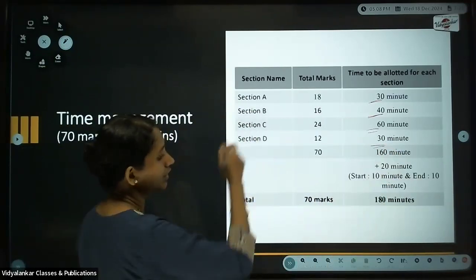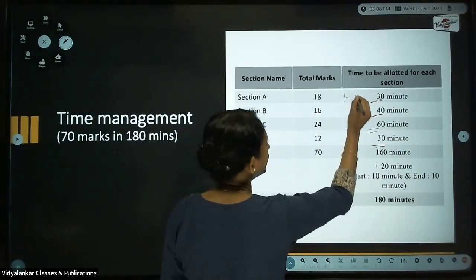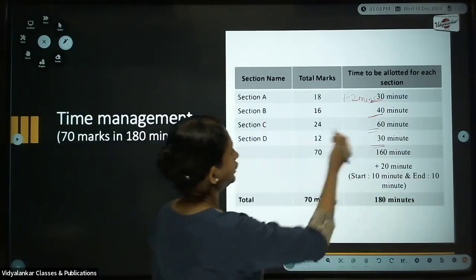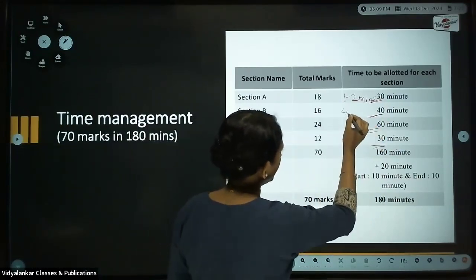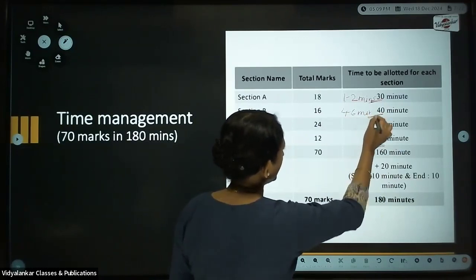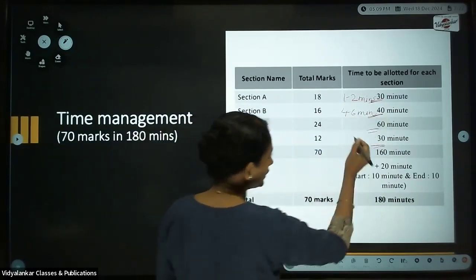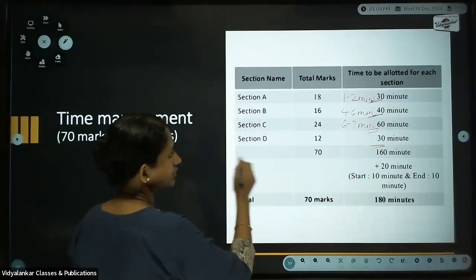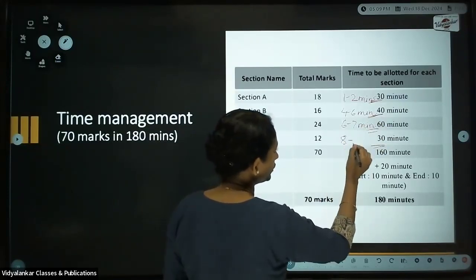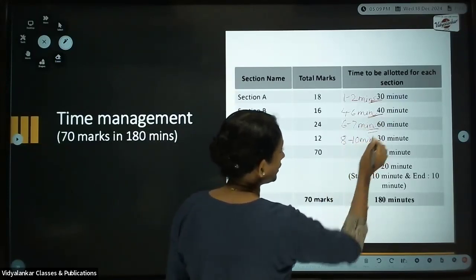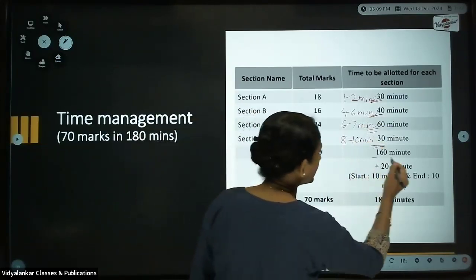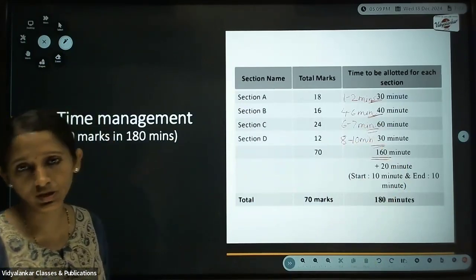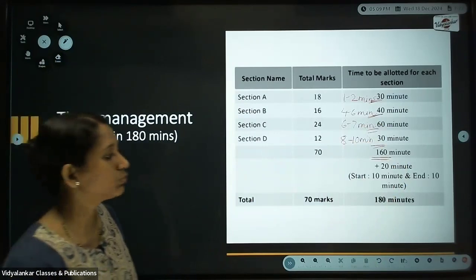So as I said, section A, hardly 1 to 2 minutes. Then section B, if you take 4 to 6 minutes for each question. Section C, if you take 6 to 7 minutes maximum for each question. Section D, if you take 8 to 10 minutes for each question. Even then, you will easily be able to finish within 160 minutes. So still 20 minutes are there in your hand. How to utilize this remaining 20 minutes?